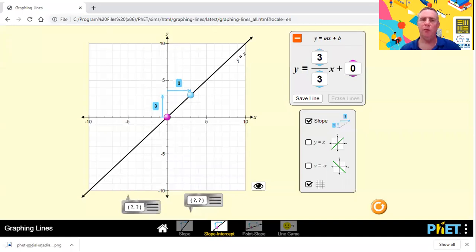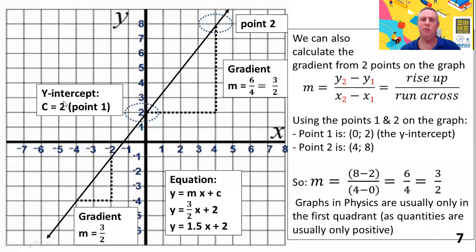So let's summarize what we've learned from this PHET simulation. And this is on page 7, the summary is there. But a straight line graph, again, your two variables, y and x, and your two constants, m and c. M is the gradient. It's the rise up over the run across. And you can see here, in this case, it goes up 6 blocks and across 4 blocks. So you get a gradient of 6 over 4 or 3 over 2.